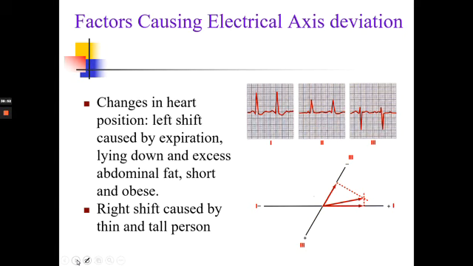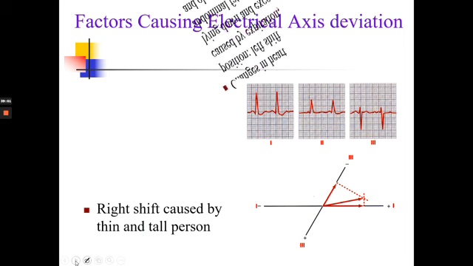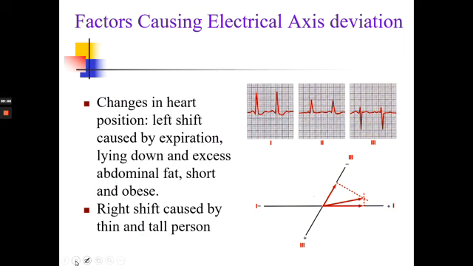Right shift is caused by being thin and tall. Thin and tall people can have a right axis within the normal limits too. Changes in heart position: left shift caused by expiration, lying down or excess abdominal fat, short and obese. Right shift caused by a thin and tall person.